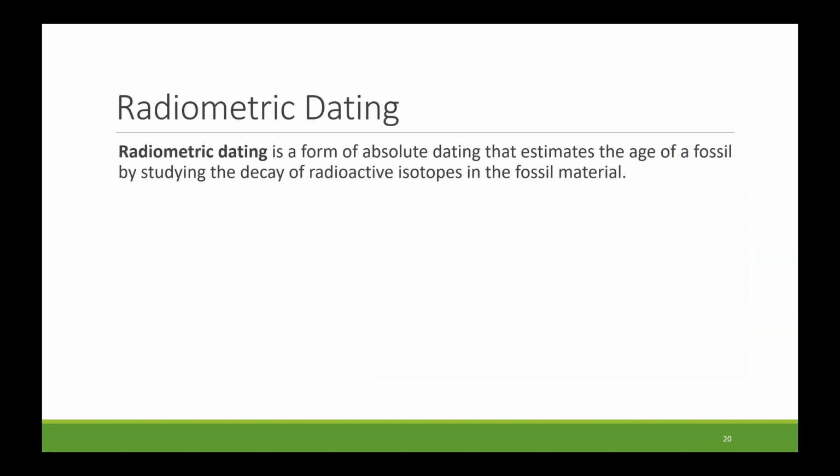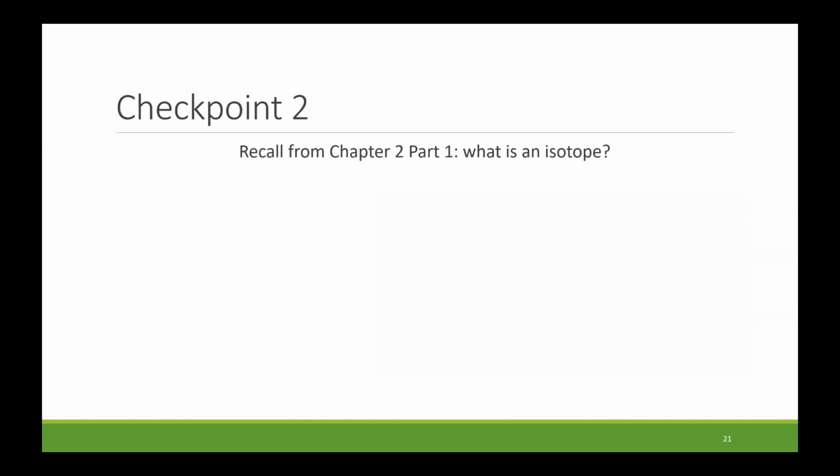Radiometric dating is a form of absolute dating that estimates the age of the fossil by studying the decay of radioactive isotopes in the fossil material. So hopefully that word isotope is not completely foreign to you. We learned about it back in chapter 2. So I'd like us to remind ourselves of what it is in a checkpoint. Think back to chapter 2, part 1. What is an isotope?